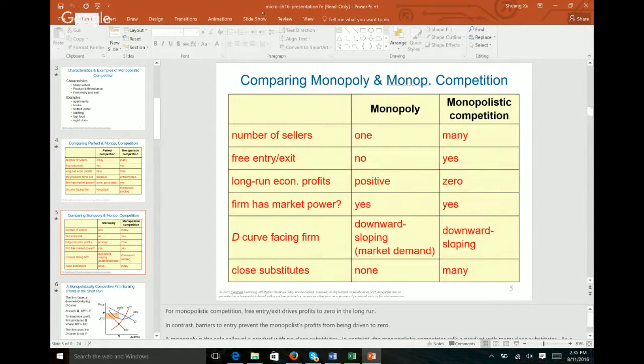And if you compare to monopoly, monopoly has only one seller, whereas monopolistic competition has many. Monopoly has no free entry, free exit, so only one company stays in the marketplace. Monopoly in the long run can also earn some profit. And then the last one is close substitutes. For monopolistic competition, you have many substitutes. But for a monopoly, since you're the only company in town, you don't have any competition, so you don't have any close substitutes.